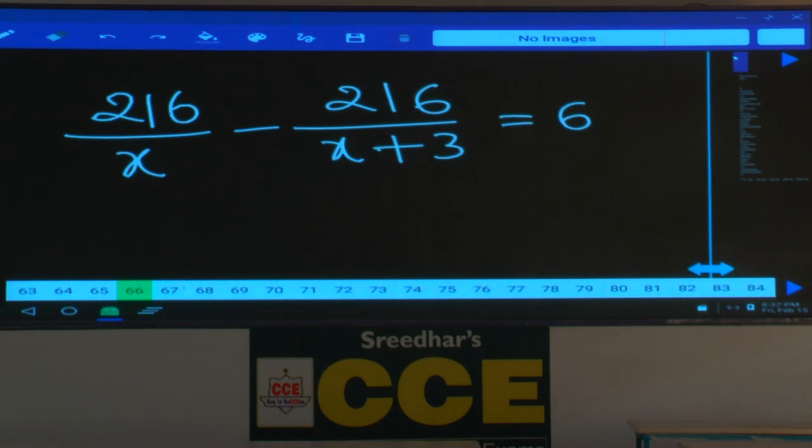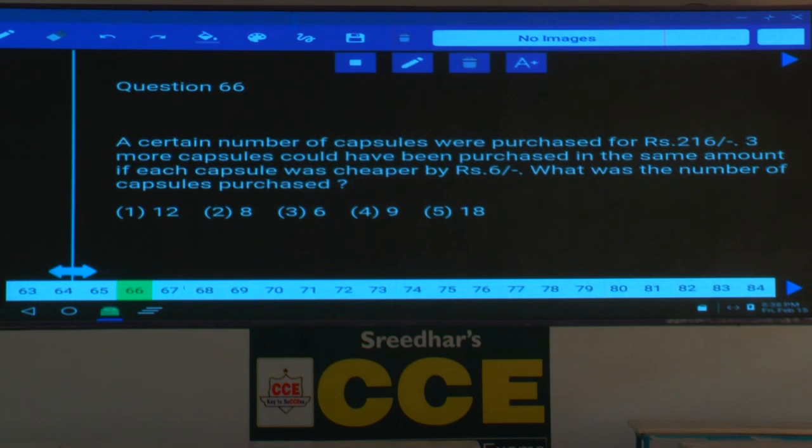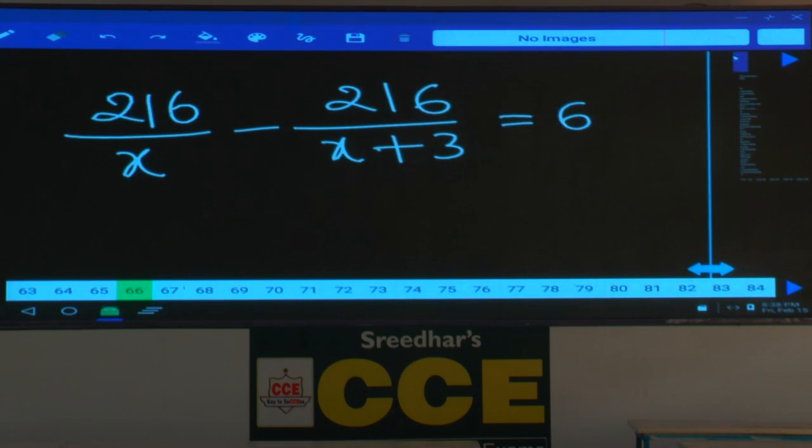What is your first option? 12. 216 by 12 is how much? 18. Where X is equal to 12, X plus 3 is 15, which is not possible. Next. What is the second option? 8. 8 plus 3 is 11. Is 216 divisible by 11? Both X and X plus 3 should be factors of 216. So, the second option is not at all possible.